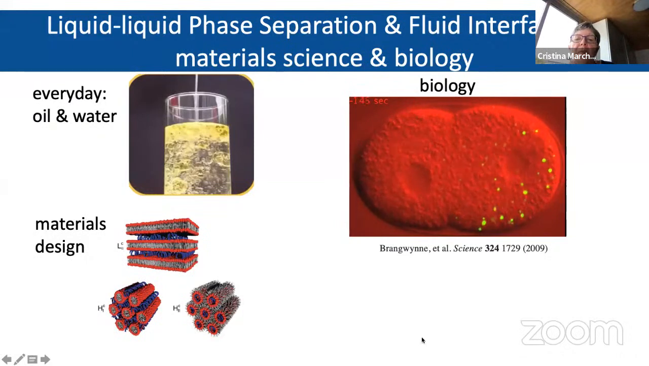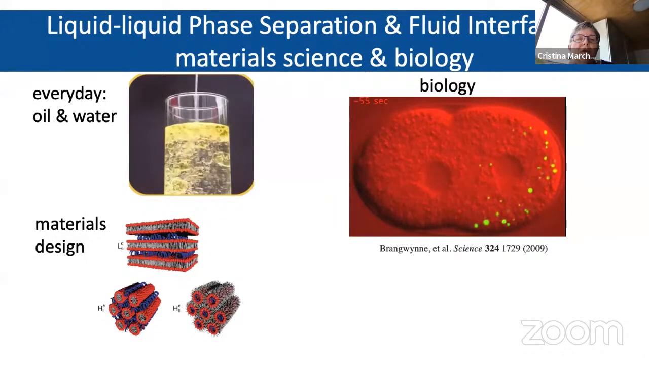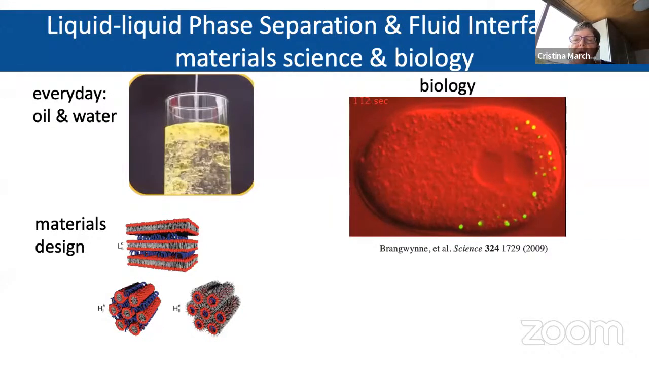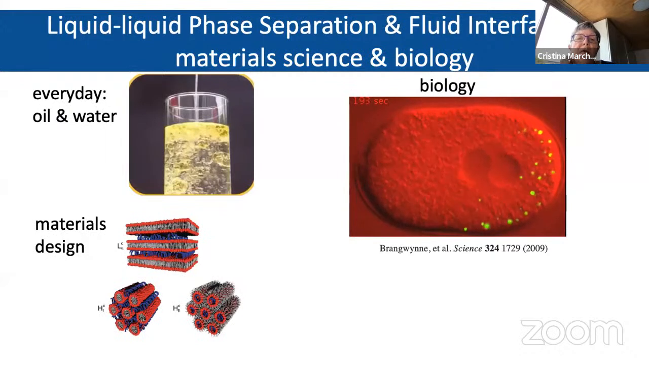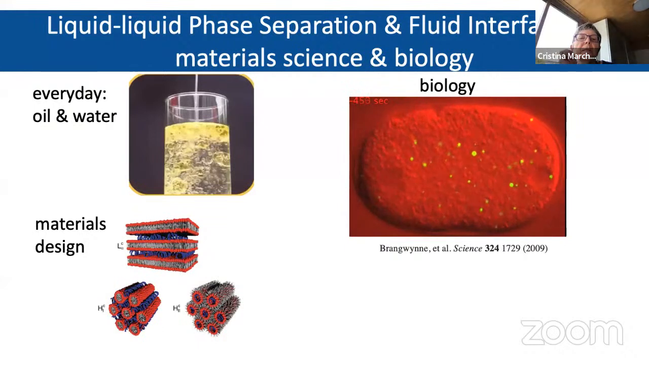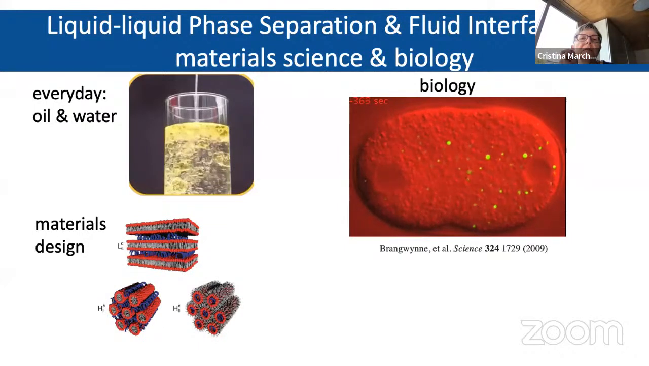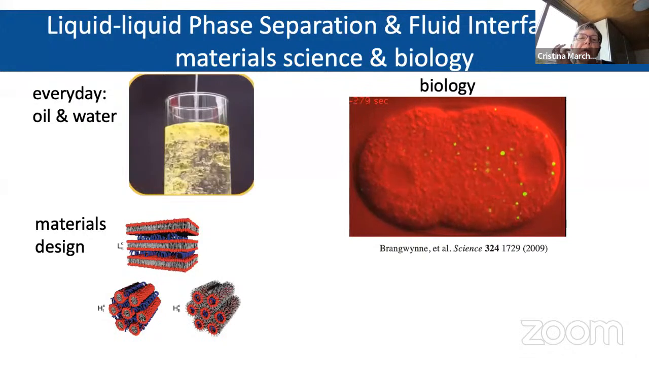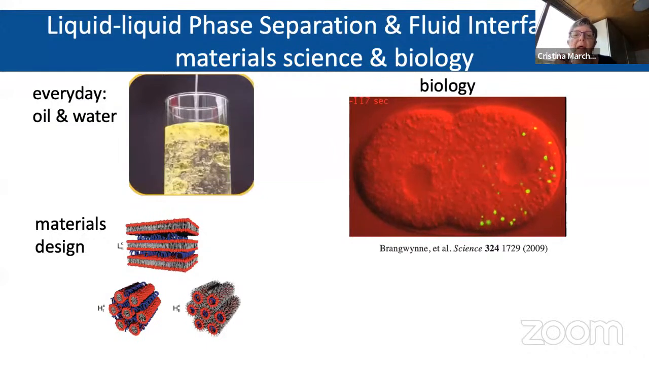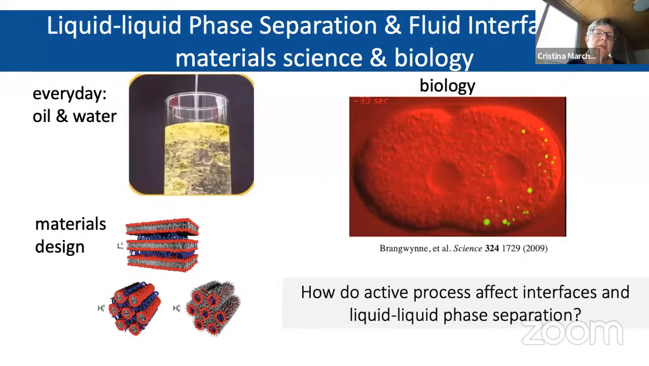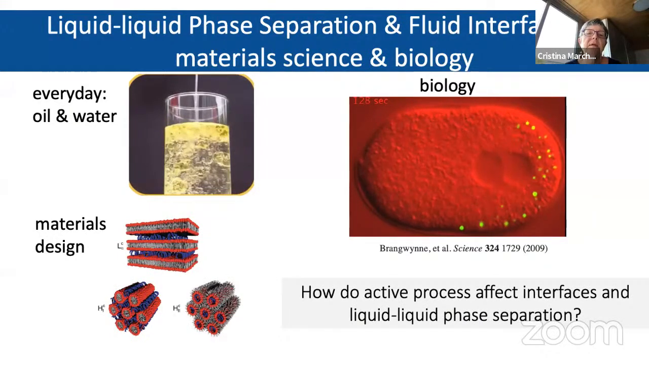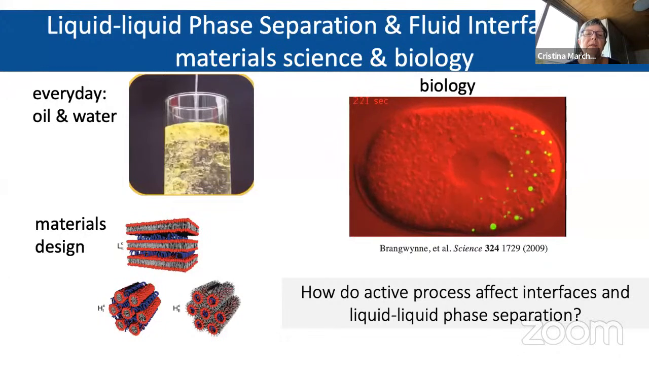of proteins into membrane-free organelles, as shown in this video by the lab of Cliff Brangwynne at Princeton, where what you see is something called P granules, these yellow-green spots in C. elegans that are membrane-free structures. So they are liquid drops, essentially, of protein implicated in controlling cell fate. And so this has motivated us to ask the question of how active processes affect interfaces and liquid-liquid phase separation.